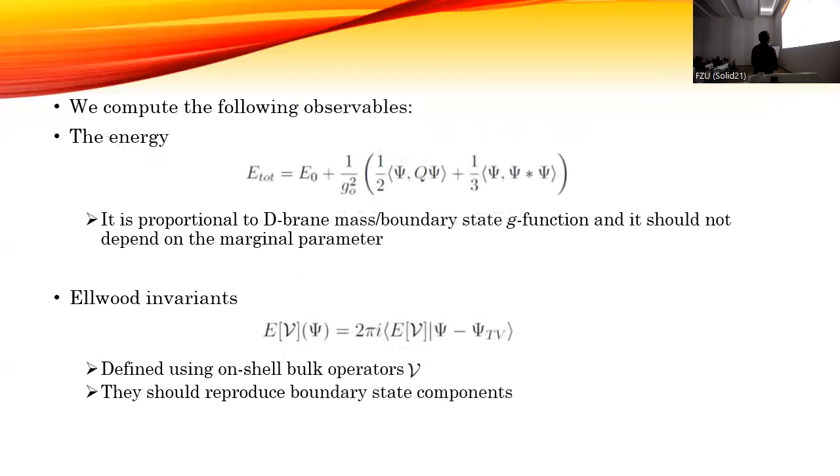Okay, so next let me quickly talk about the observables in the theory. The first one is obviously the energy, which is essentially given by the string field theory action. The energy of a solution is proportional to the D-brane's mass or the boundary state g function from the boundary theory point of view. And as it has been mentioned before, it should not depend on the marginal parameter. The next observables which we have are Ellwood invariants. They are parameterized by bulk on-shell operators V. And the meaning of these invariants is that they should reproduce boundary state coefficients. So these invariants really enable us to identify an open string field theory solution as a boundary state.